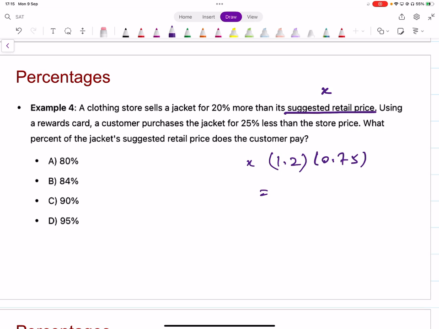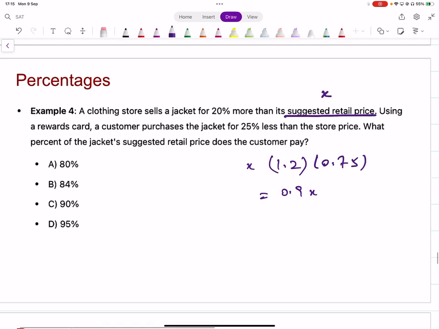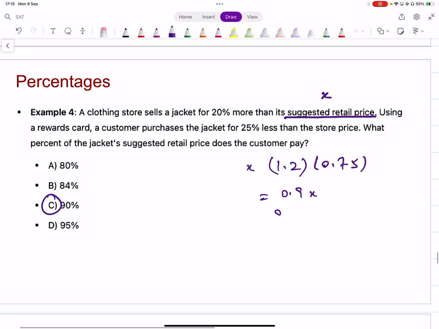What's the result that we get from this? 1.2 times 0.75? 0.9. So we have 0.9 times x. What percentage do you get there? 90%. 90 over 100, that's 90% of x. Is that okay?